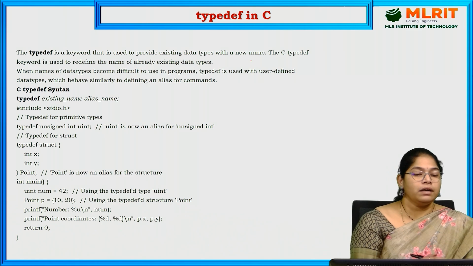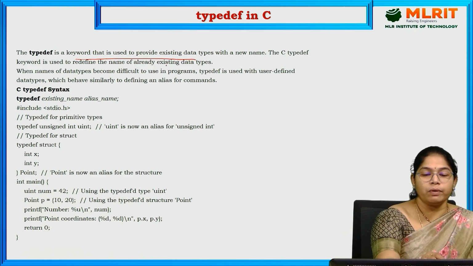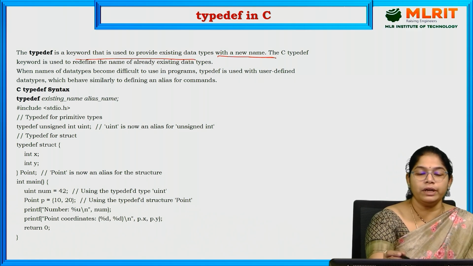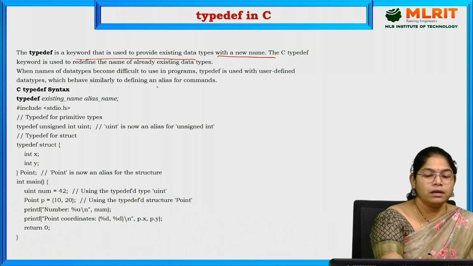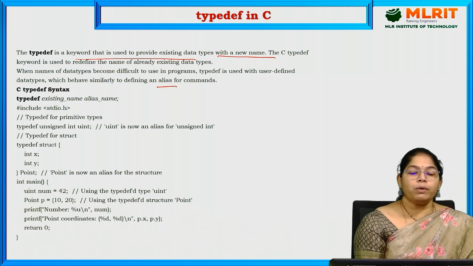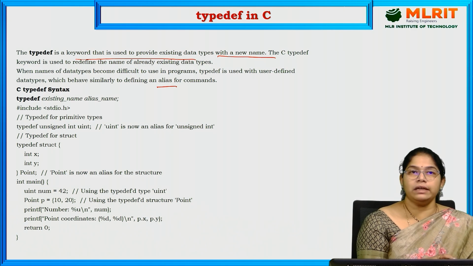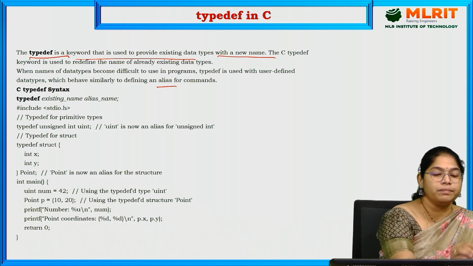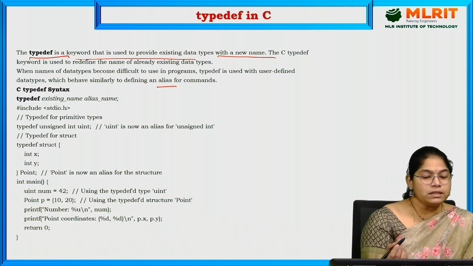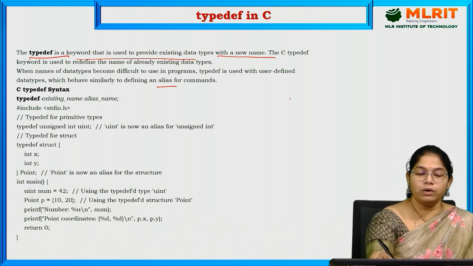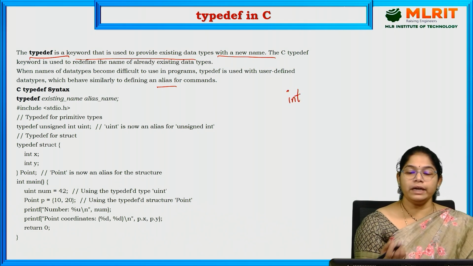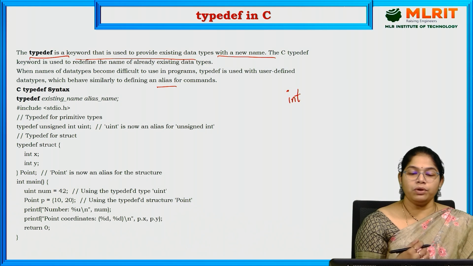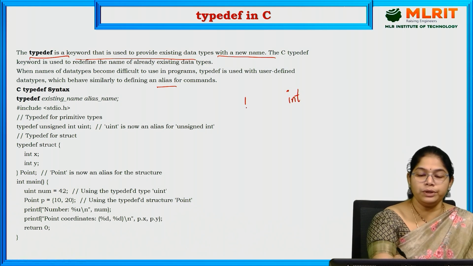Typedef in C. Typedef is a keyword which is used to provide an existing data type with a new name. Like we can say it is an alias name. If I want to provide a new name to an existing data type, then we can go with typedef, where typedef is a keyword. Let us suppose we already have the integer data type. If I want to give it a new name, we have to use the keyword called typedef.